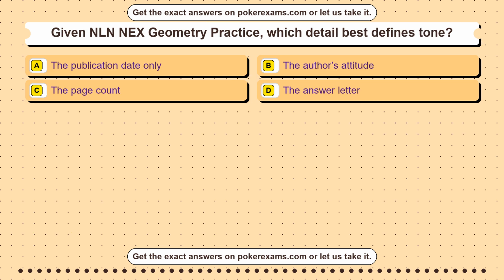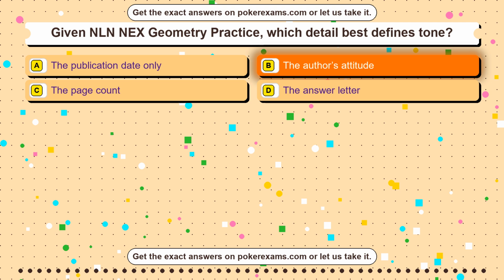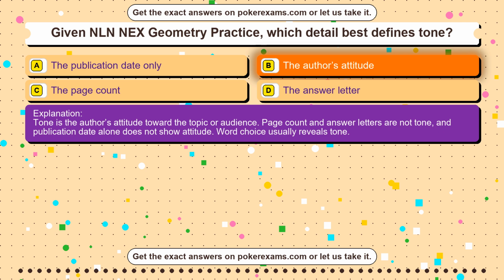Question 48. Given Get Geography Practice, which social studies skill checks whether a source can be trusted? Option A, finding area. Option B, evaluating credibility. Option C, solving equations. Option D, balancing reactions. The correct answer is option B. Evaluating credibility means judging whether a source is reliable and useful. Solving equations is math, balancing reactions is science, and finding area is geometry. Source reliability is central to social studies reading.